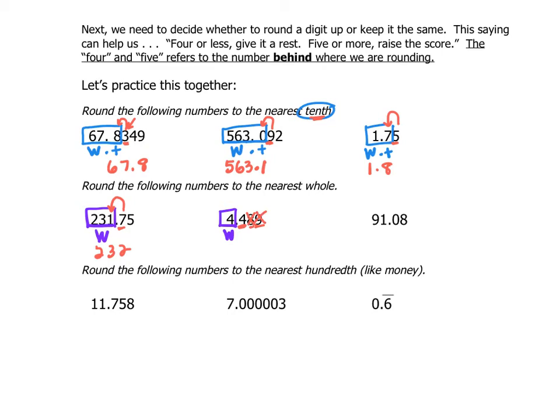So this bossy number is 4 or less. So it's going to tell this 4 it has to stay. So our answer is 4. Please try the third one in this row on your own and then restart the video.